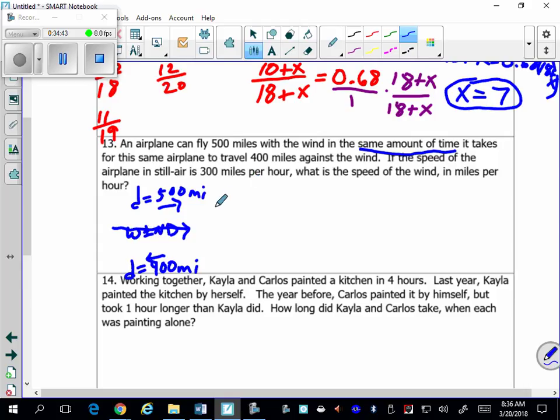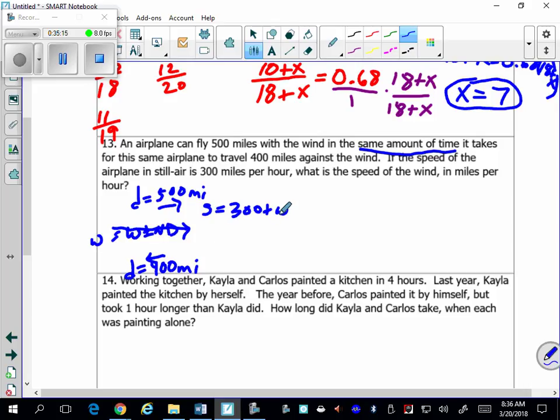But it's not in still air anymore. If it's going with the wind, the wind is actually helping it. It's pushing it along at a faster rate, or faster speed. So we add the W, the wind. W is the wind speed. And if it's going against the wind, unfortunately, the plane is going to be flying slower, so we subtract the wind speed.